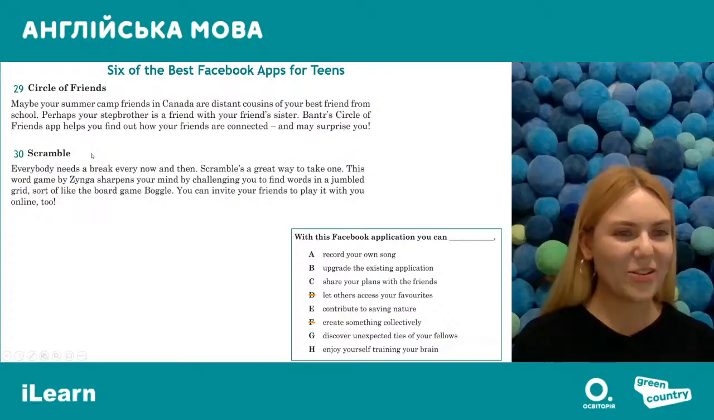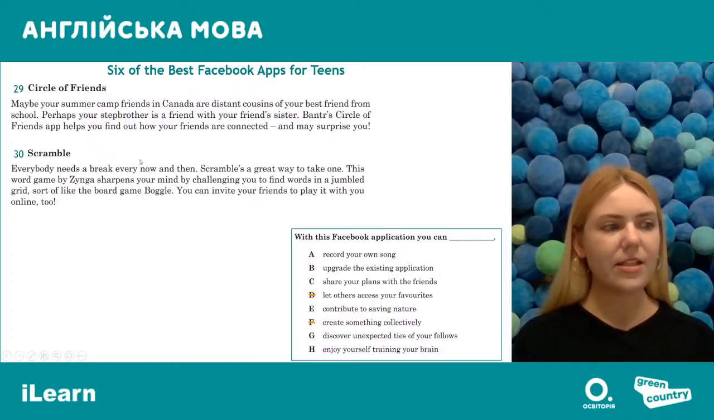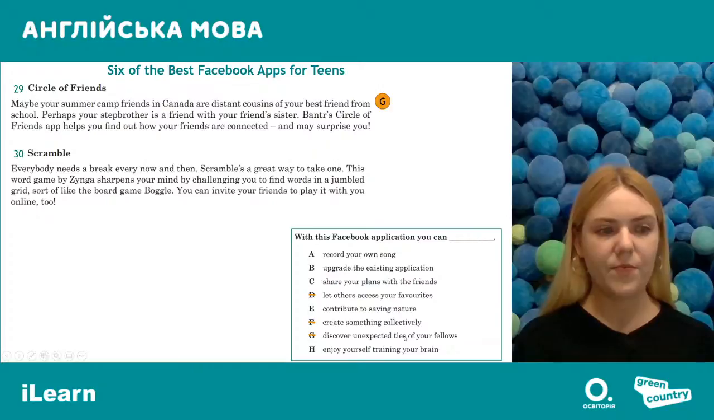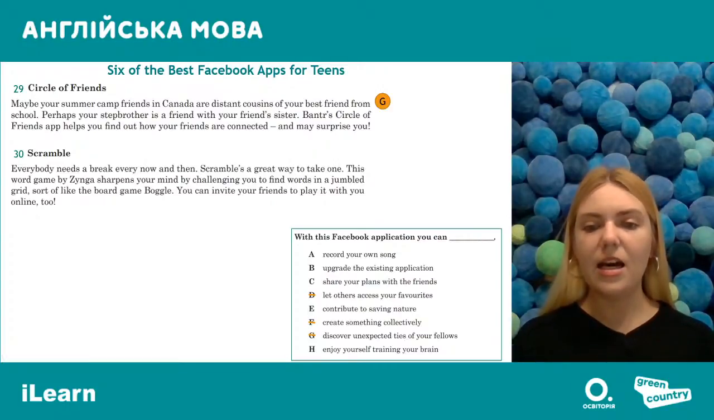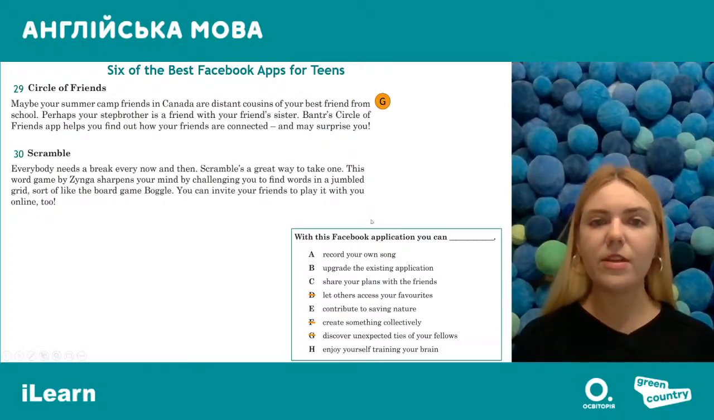Okay, I can already see some answers for 30. It's for 29, for 21. Okay, good. Let's discuss it. Yes, really, you are right. That is G. It says discover unexpected ties of your fellows. The answer is a bit difficult because you can see some difficult words here. Ties means зв'язки. Discover unexpected ties. Дізнайся про неочікувані зв'язки твоїх друзів або твоїх знайомих.